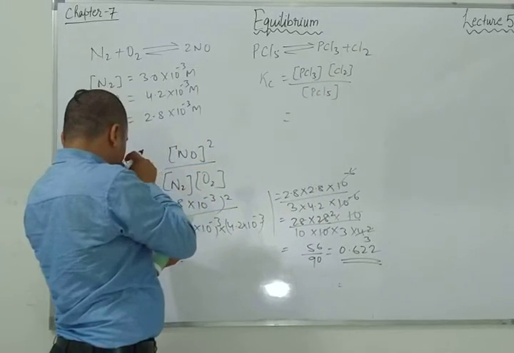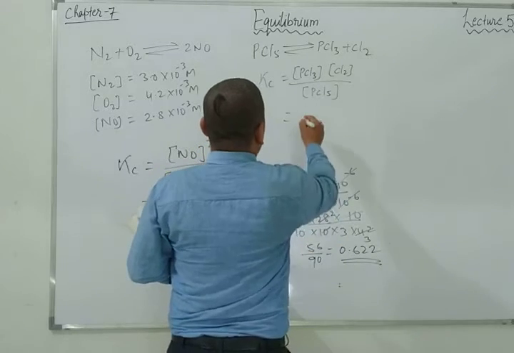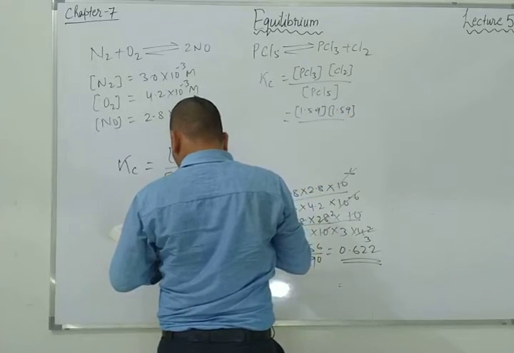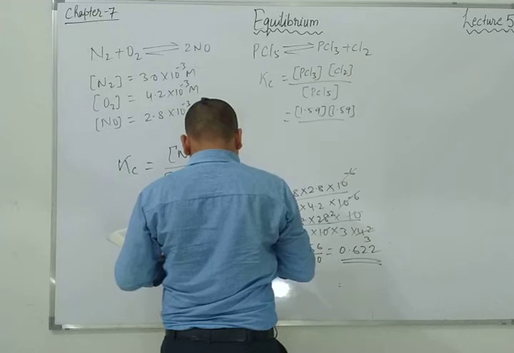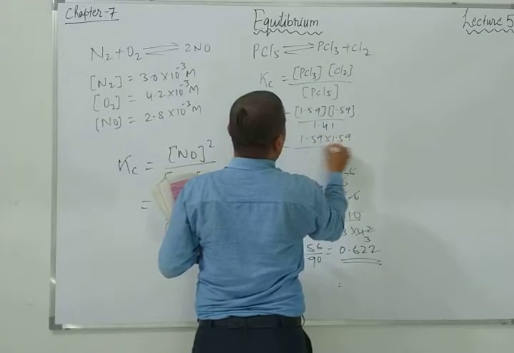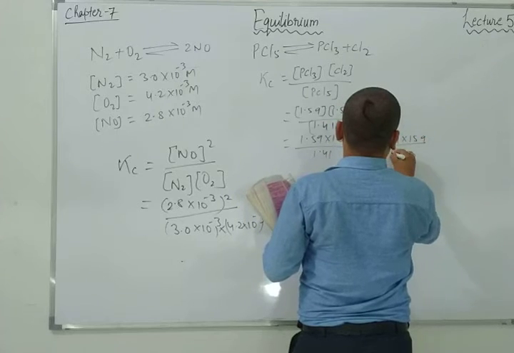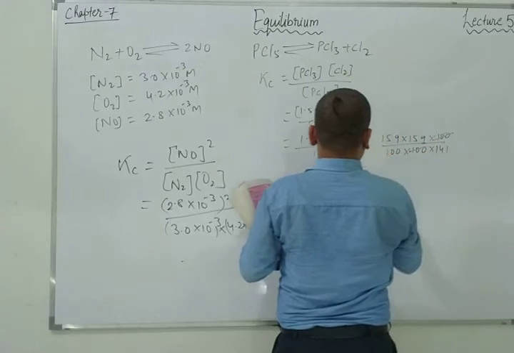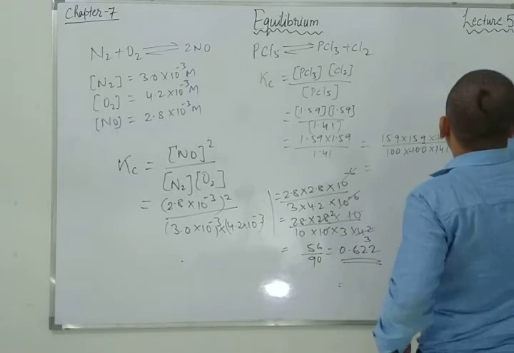And here the values are given. The concentration of PCl3 is 1.59, here also 1.59, and the PCl5 value is 1.41. So here it is 1.59 into 1.59 upon 1.41. So you have to do the calculation like 159 into 159 upon 100 into 100 and 141 into 100. So this 100 cancels. Now 159 into 159, you have to just do the multiplication and then the division.